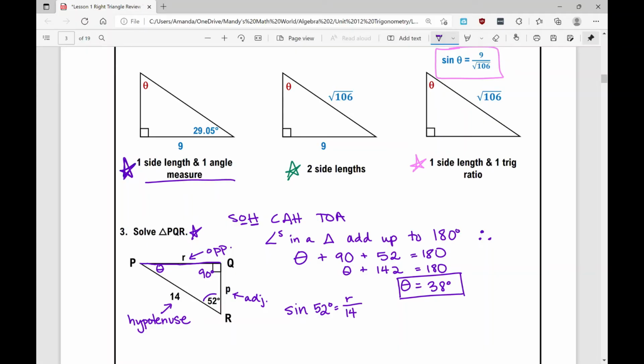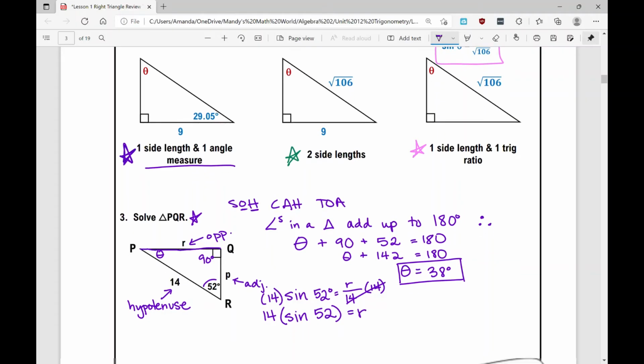So now I'm trying to get r all by itself. What do I do? I multiply this by 14. What I do to one side, I have to do to the other side. So what you're going to do is plug into your calculator and make sure it's in degree mode: 14 times sine of 52. Okay, and you're going to get r.